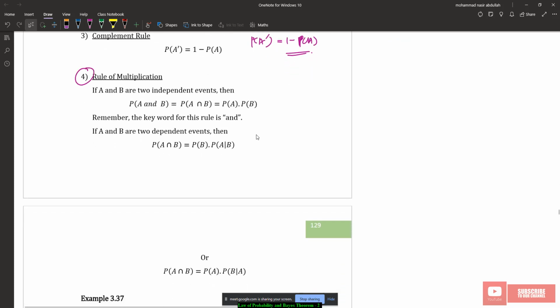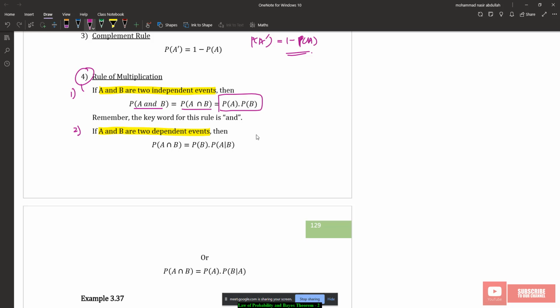For the rule of multiplication, it is divided into 2. The first is when A and B are independent events. The other is when A and B are dependent events. So we have 2 formulas here. If A and B are independent events and you want to find the probability of A and B, meaning the probability of A intersect B, then the probability of A intersect B is equal to the probability of A multiplied by the probability of B. This is for A and B independent events.